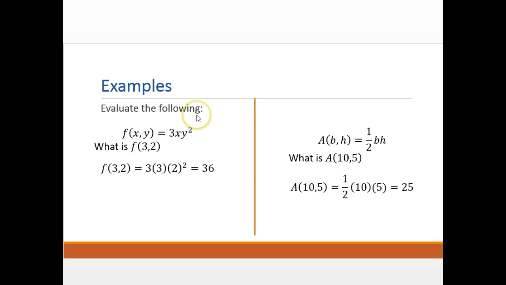We can evaluate expressions using functions of more than one variable. F of x y equals 3xy squared. So f of 3 comma 2 is simply 3 times 3 times 2 squared, which is 36. I can have A of b h equals 1/2 b h. This is the area of a triangle, base times height. So A of 10 comma 5 is 1/2 times 10 times 5, which is 25. So again, we're just looking at more notation than anything else, so we don't want to get caught up in the notation.